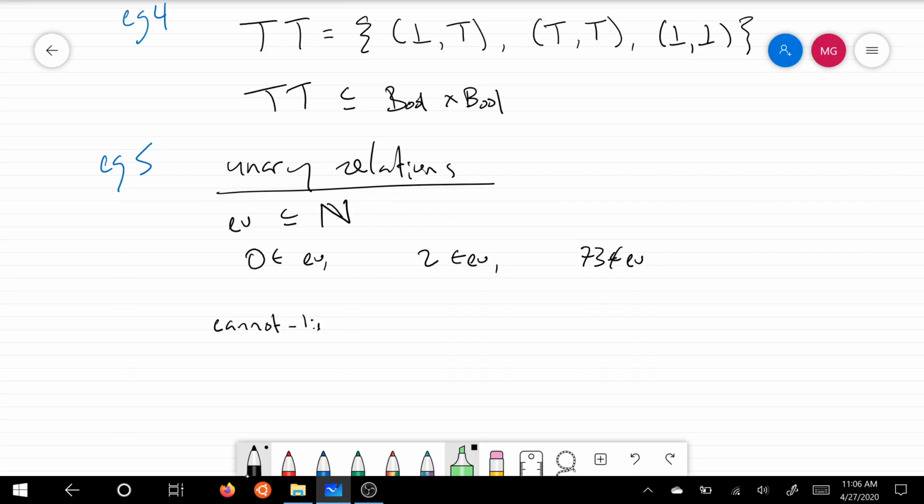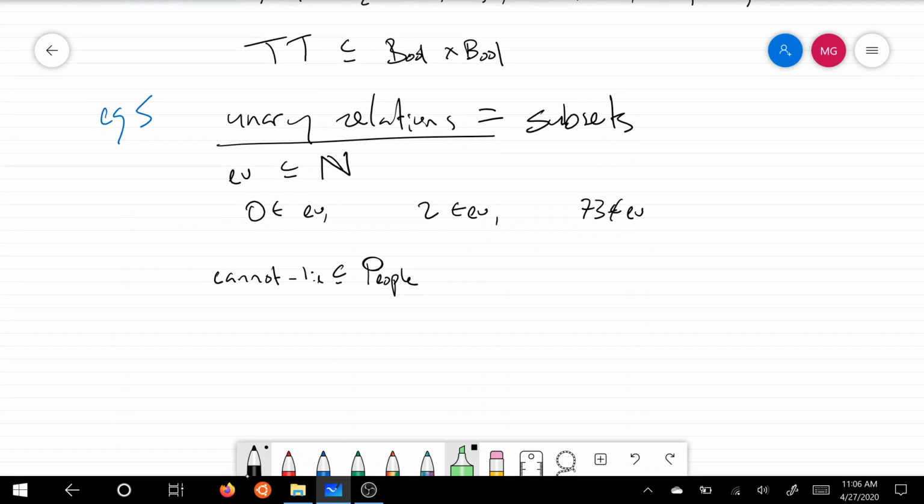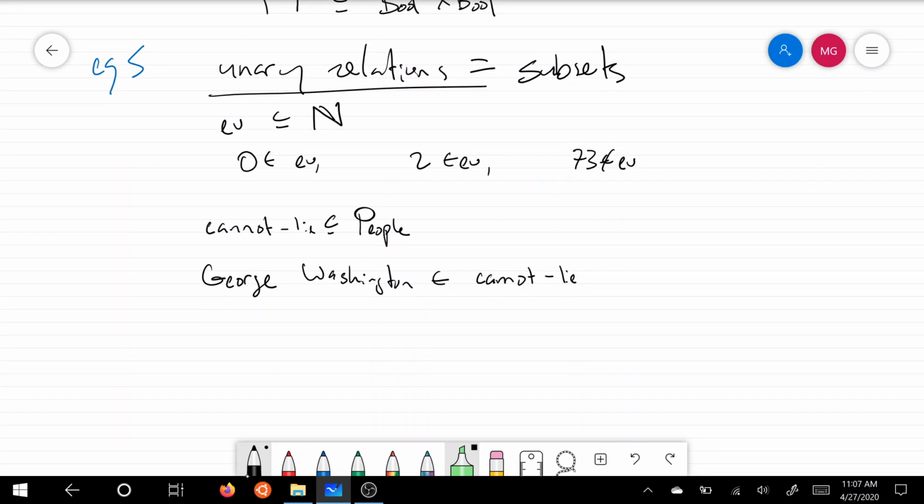Cannot lie is a subset of people. Right, so we're going to identify, excuse me, I wrote the wrong symbol. Is a subset of people. So it's a unary relation, which are just the same thing as subsets. So, like, who's in this set cannot lie? Well, I can think of two prominent people. The first is George Washington. He's in the set cannot lie, very famously. Cherry tree murderer. And then the other person I think that people really know who cannot lie is Sir Mix-a-Lot. Right, he's tried to lie, but he cannot. So he is also in that set of people who cannot lie.